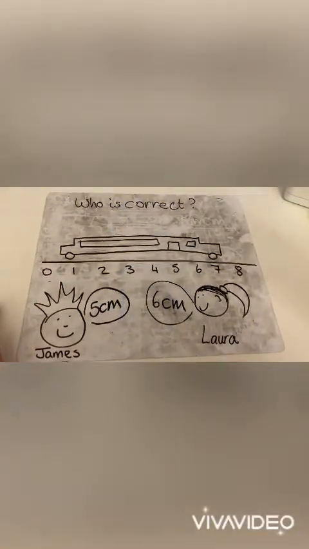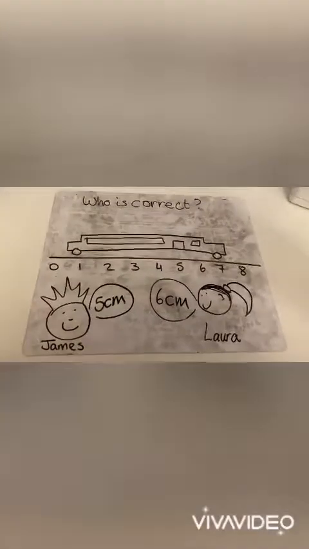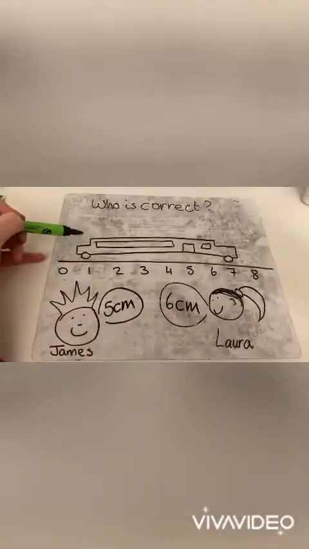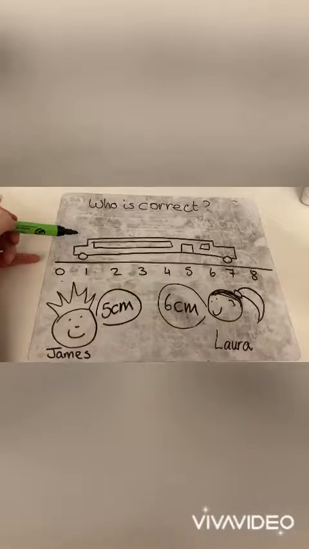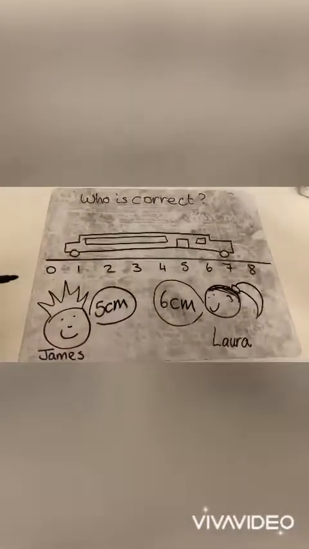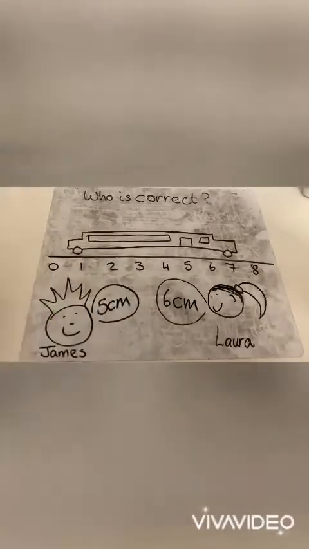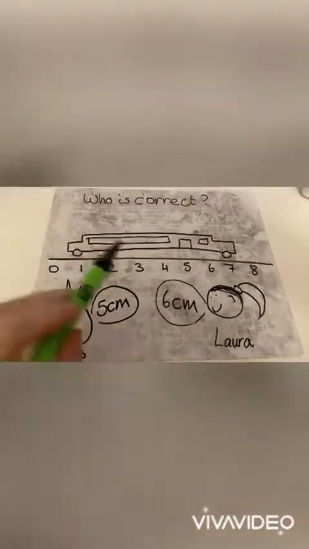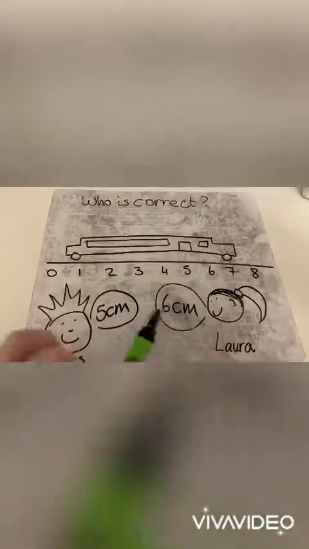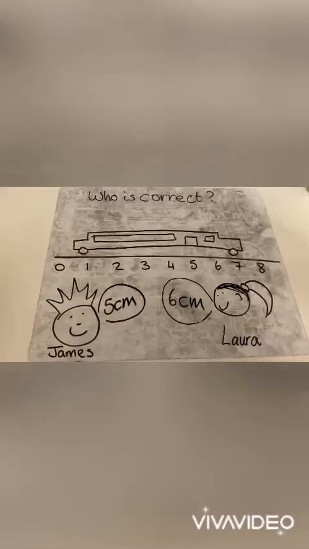In this question, boys and girls, we're finding out who is correct. So, we have a big limousine here. And James and Laura are trying to measure the big limousine. James thinks that the limousine is 5 centimetres long, and Laura thinks it is 6 centimetres long. Who do you think is right?